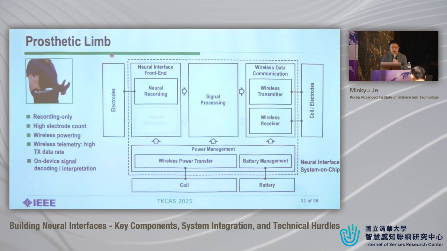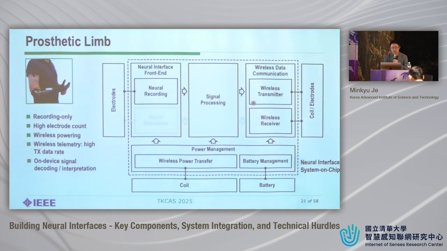So finally, the prosthetic limb is for patients who have limb amputation. Basically, it records the motion intention signal from the peripheral nerves, and using that information, it will actuate this prosthetic limb. So basically it is recording only, but for the sophisticated signal processing, it requires signals from a large number of electrodes. And so it also requires wireless powering on top of the battery.